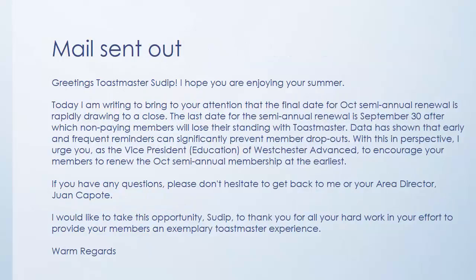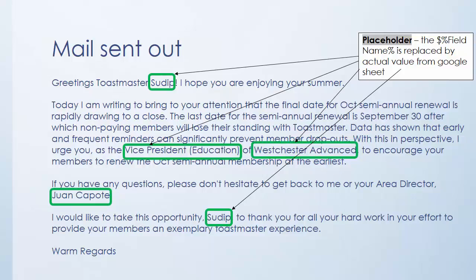So finally, when you do that, the mail that is sent out, as you can see in this example, has been personalized, and each of these placeholders has been replaced by specific values taken from the Google Sheet, and to the reader it will look like an email that has been just sent out to him or her, a very personal email.